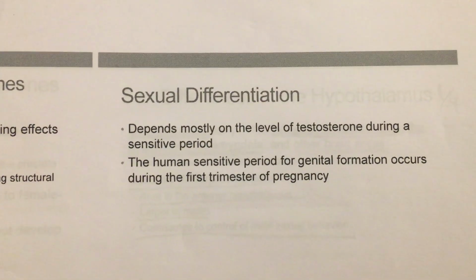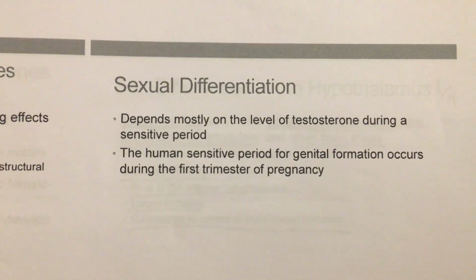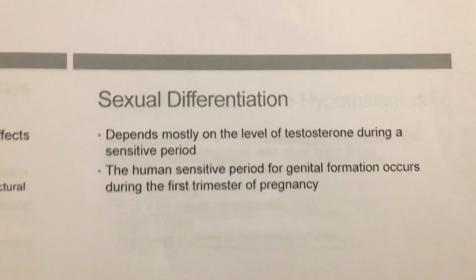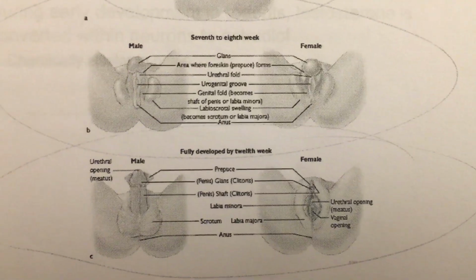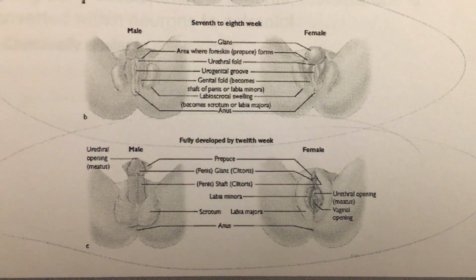The human sensitive period of genital formation occurs during the first trimester of pregnancy. So here's the development of the human genitals. It's really interesting, actually. There you go.